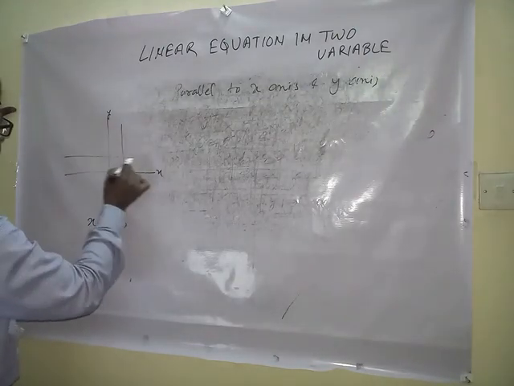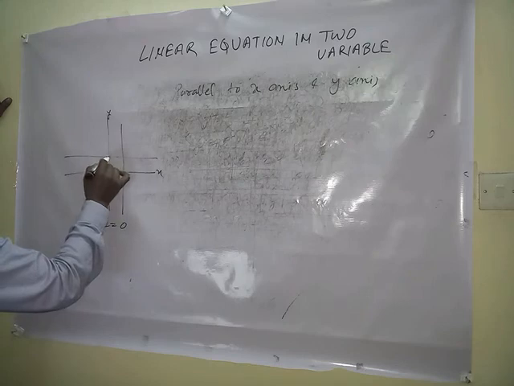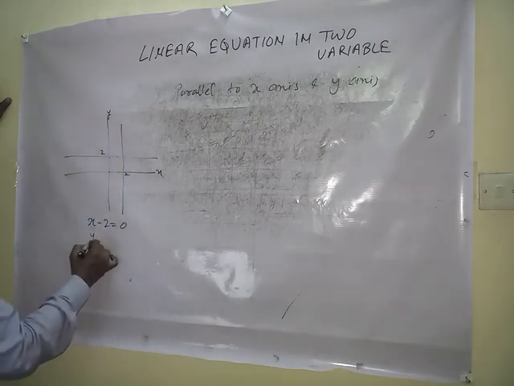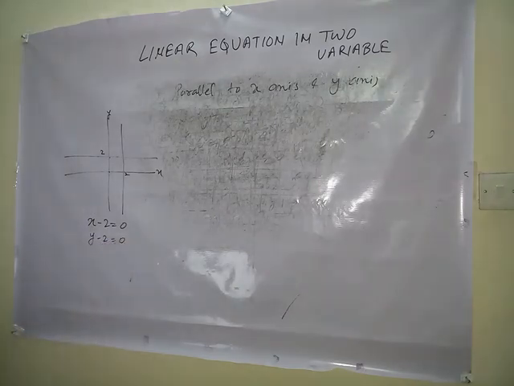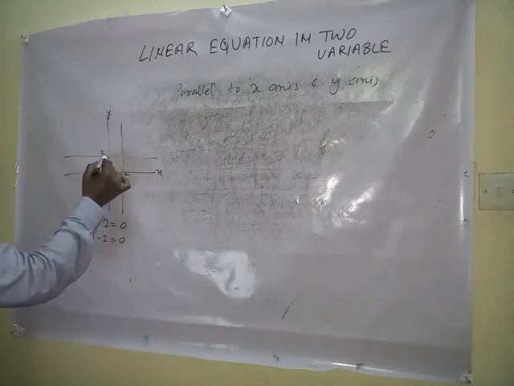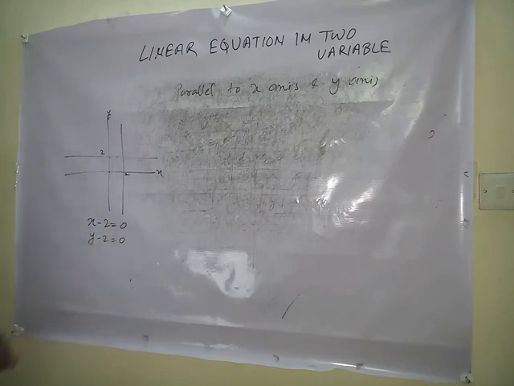Similarly, there is a line parallel to the x-axis. Say it is intersecting at point 2. Y minus 2 is equal to 0. So for any value of x, the value of y will remain the same.